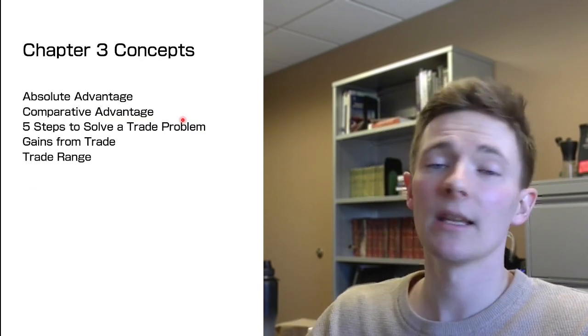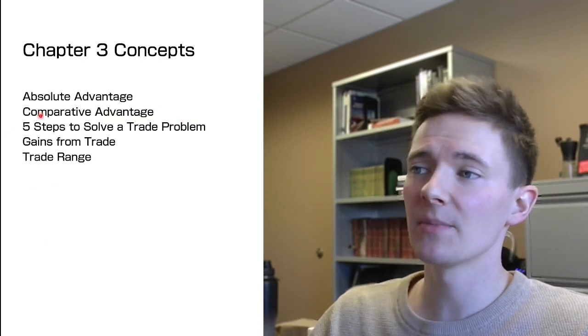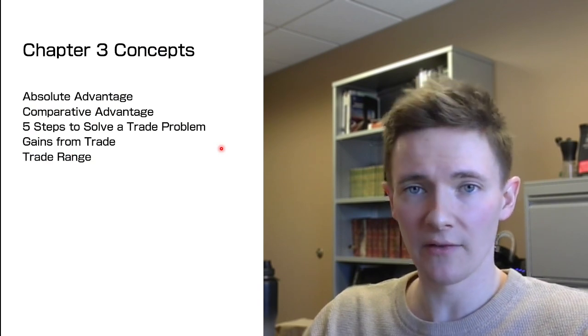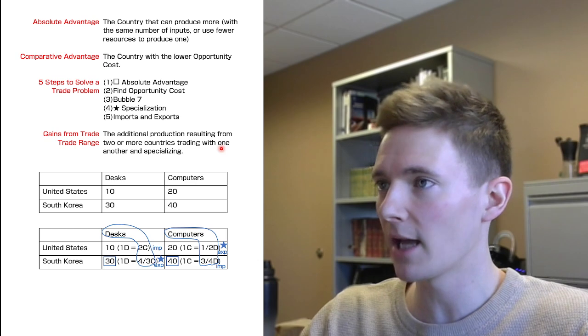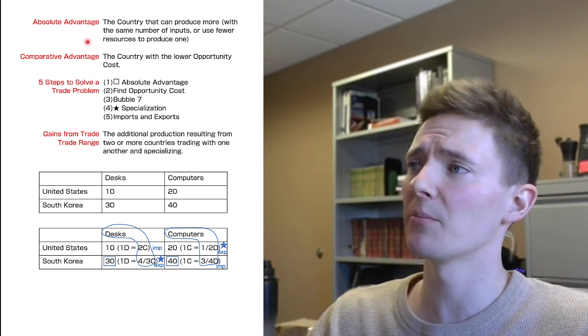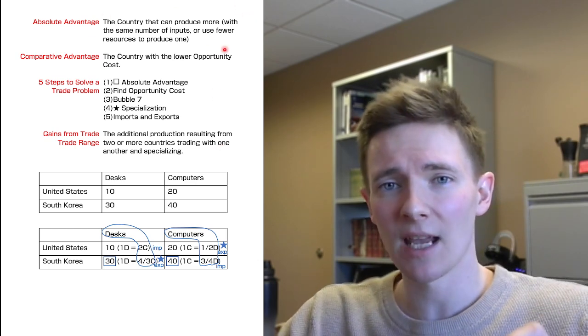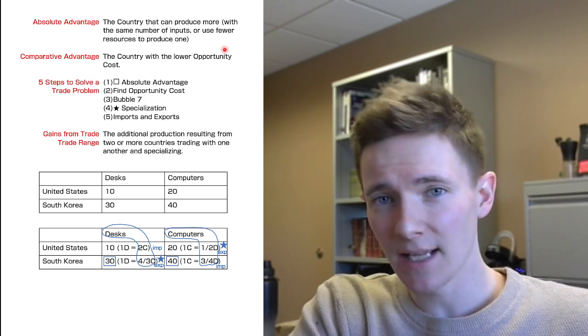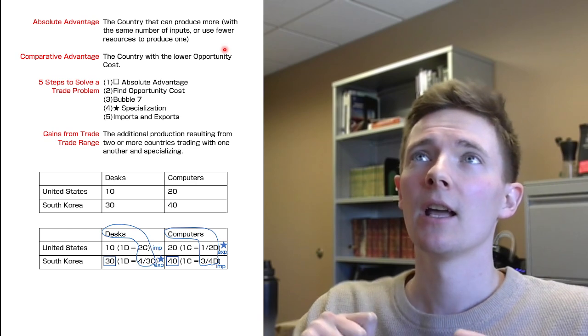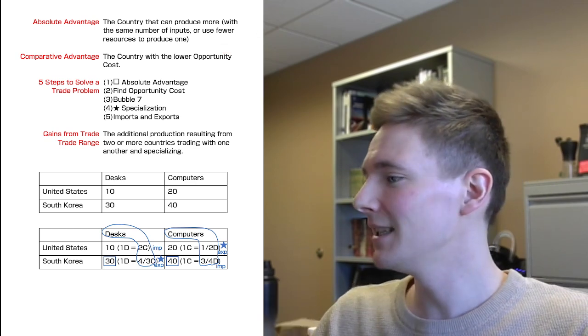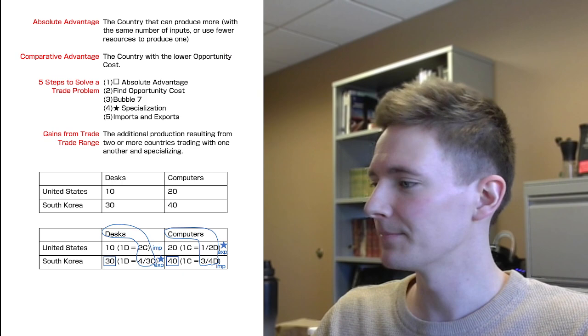All right, now we're moving on to chapter 3. A lot fewer terms here, but you really have to be able to do these comparative advantage problems or you're going to be up creek without a paddle. Okay, absolute advantage is the country that can produce the most technically with the same amount of resources as the other country, or the country that can produce something using the least amount of resources.